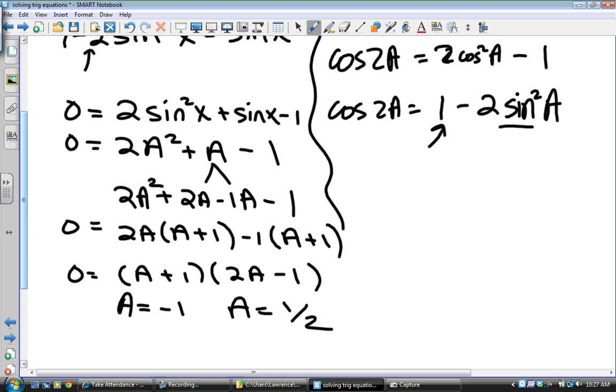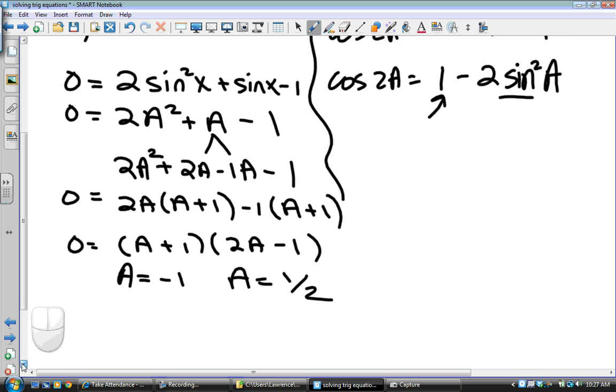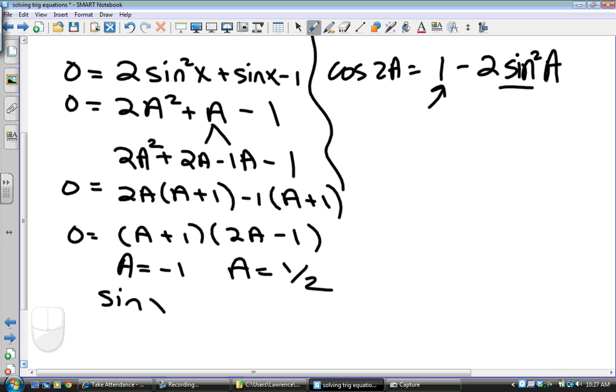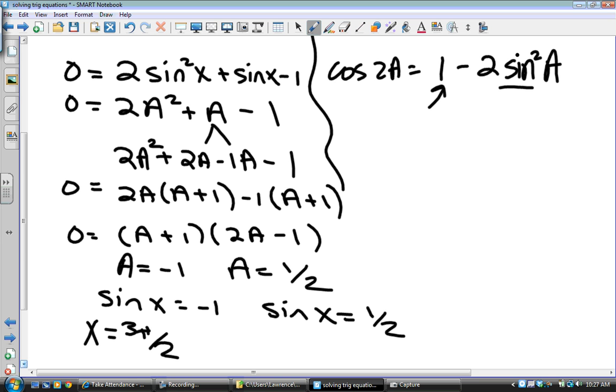So what's a? Sine x. Sine x equals negative 1. Sine x equals 1/2, which I think was exactly what we got on the other one. Where's sine negative 1? At 3 pi over 2. Is that where sine is negative 1? Yeah, that's right. And where's sine 1/2? At pi over 6 and 5 pi over 6.